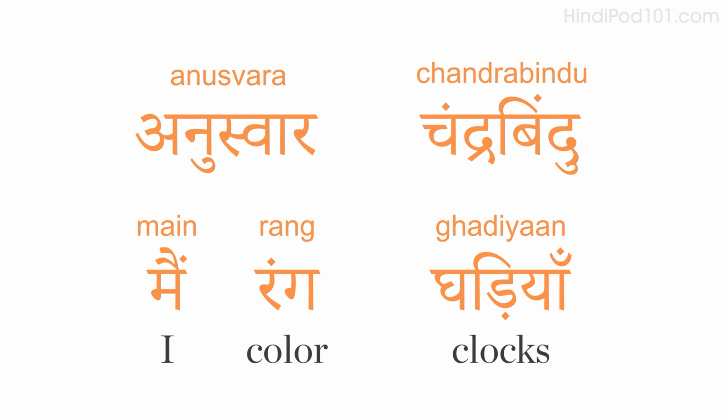Let's check out the word for color, rang. Here the Anuswar makes it sound like the NG in the English word song. The Chandrabindu is no different than the Anuswar, and it works very similarly to it by nasalizing the vowel above which it is placed. For example, clocks, ghadiyan. Here, the Chandrabindu can be seen above the last vowel, A.